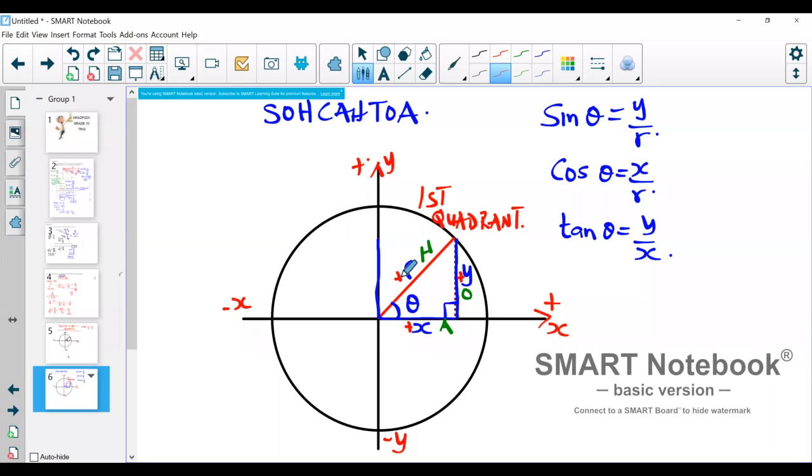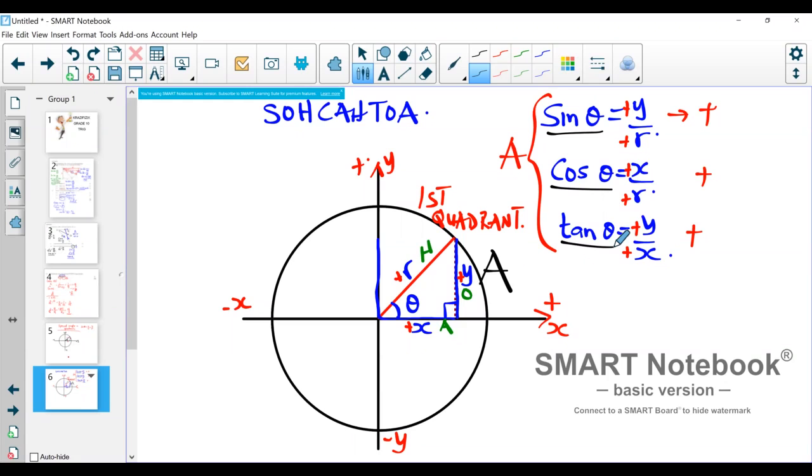All right. So what we are saying is this. I have a plus Y over a plus R, which is positive. Positive X over a positive R, which is positive. So in this case, sine is positive, cos is positive, and tan is positive. Which means in the first quadrant, for the three of them, we just use the word all. All are positive. So we write A in the first quadrant. Our A simply means sine is positive, cos is positive, and tan is positive.